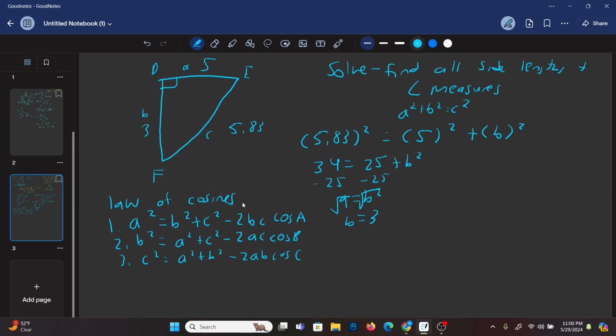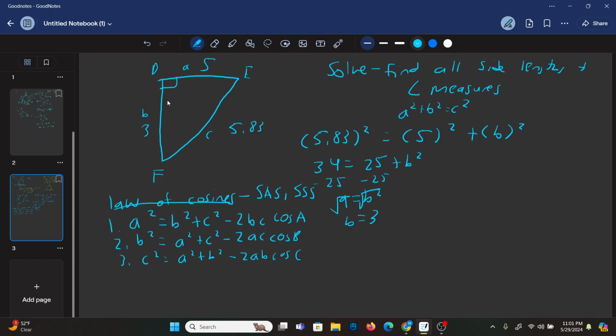So when would you use law of cosines? You would use it whenever you have side, angle, side, or side, side, side. And in this case, we have side, angle, side, and we have side, side, side. So you would definitely use law of cosines. So we would solve this.